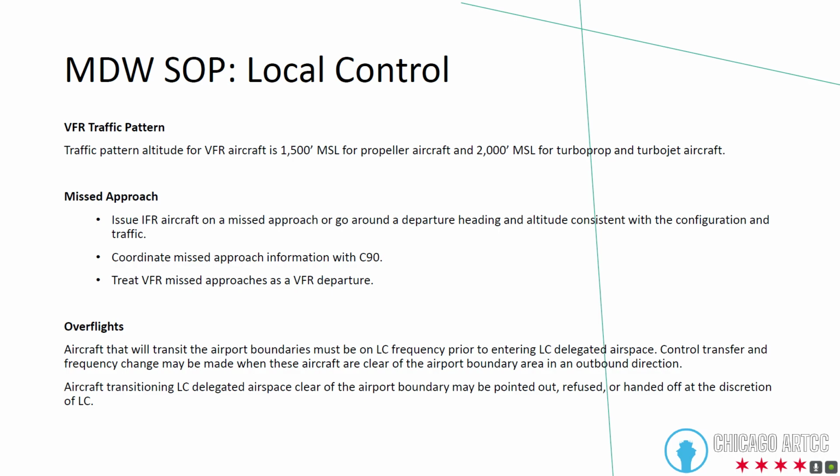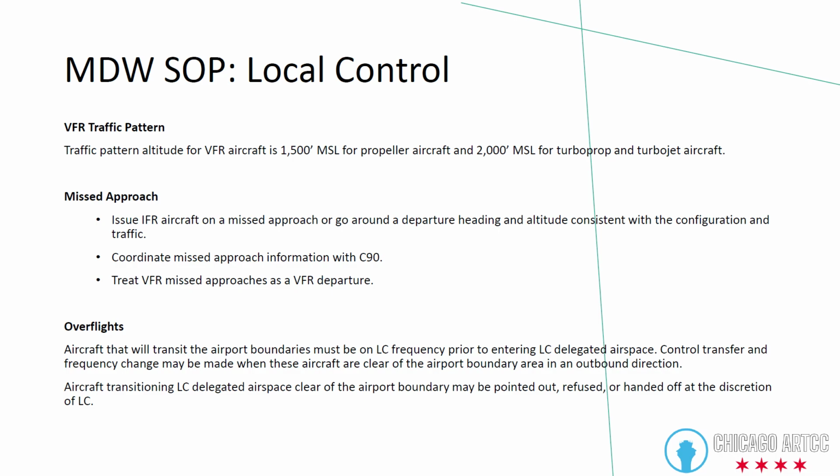Coordinate missed approach information with C90. Obviously, you want to talk to the departure controller, let them know that you've got a go around. Treat VFR missed approaches as a VFR departure. Now, in that case, you could likely just ask them to re-enter the downwind. Give them a pattern entry instruction, essentially.